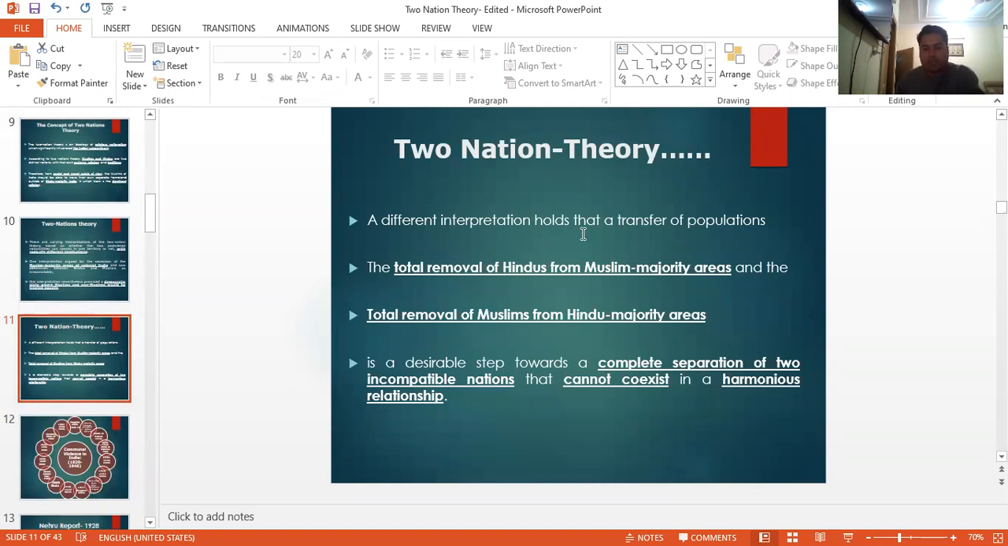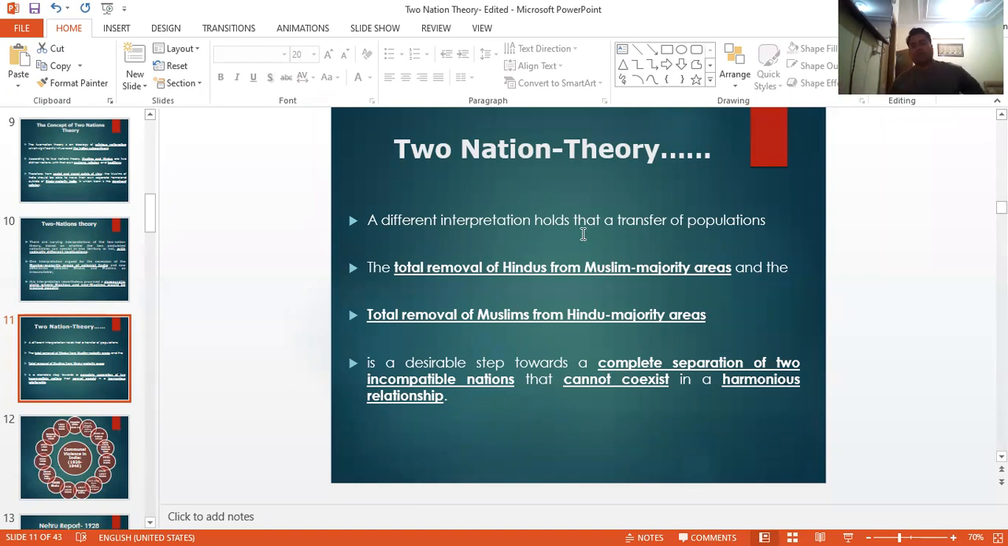A different interpretation holds that a transfer of populations, the total removal of Hindus from Muslim majority areas and the total removal of Muslims from Hindu majority areas, is a desirable step towards a complete separation of two incompatible nations that cannot coexist in harmonious relationships. So this was the idea which was ultimately materialized in 1947, in which Muslim majority areas went to Pakistan, and the Hindu majority areas became Hindustan.